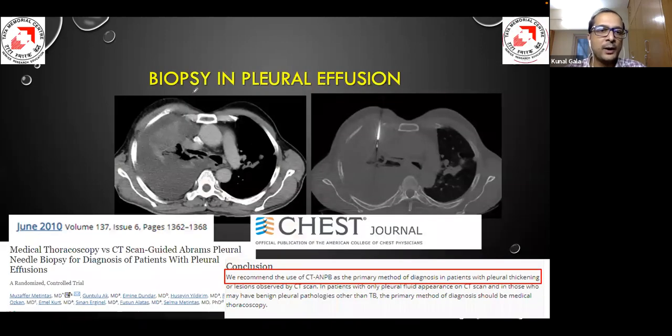Coming on, can one perform a biopsy in a pleural effusion? Yes, we can perform a biopsy even in a pleural effusion. No need to aspirate it. Just go in. Although when the pleural effusion increases, one can't visualize it. But there are enough articles which say that one can perform a biopsy when there is a pleural effusion.